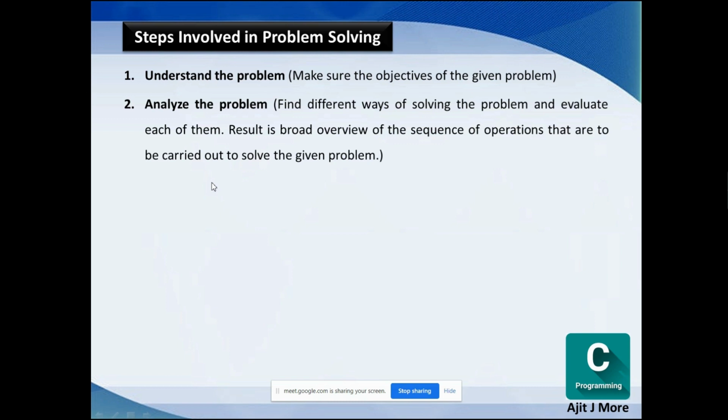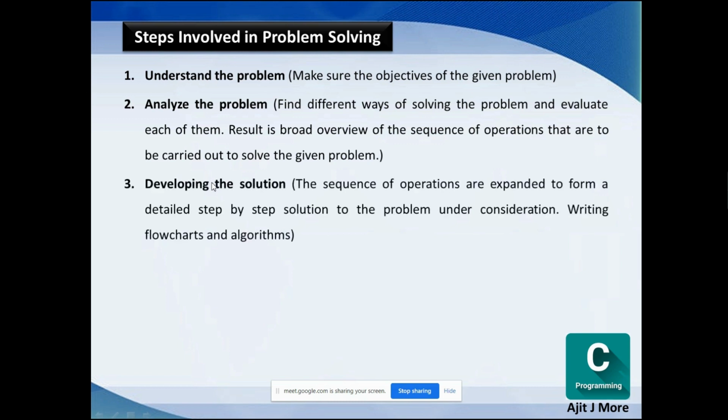Now in the third step, you are going to write the detailed steps, that is, developing the solution. These detailed steps you can write using simple English, called an algorithm, or in a pictorial way, that is flowcharts, or you can use pseudo representation. Pseudo representation means it looks like a program but is not a program. Pseudo means false, actually. So it is not a true program, but it looks like a program. All three ways we are going to discuss in this chapter.